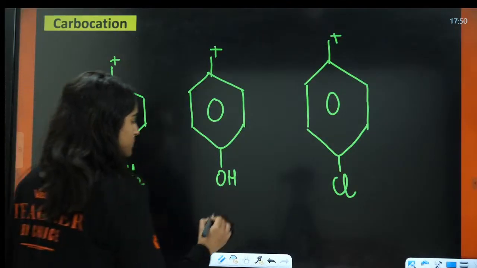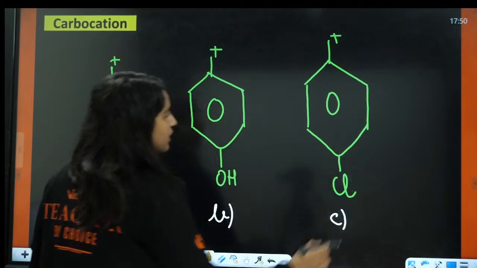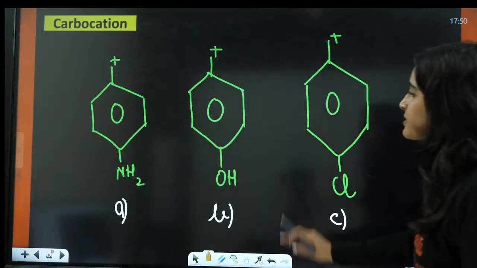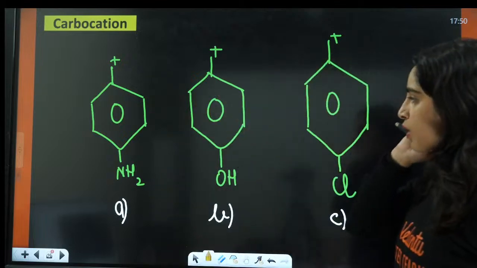This is A, this is B, and this is C. Tell me what is the order? This is positive, right? This is positive, this is positive.